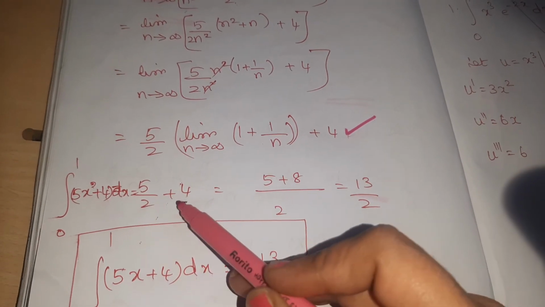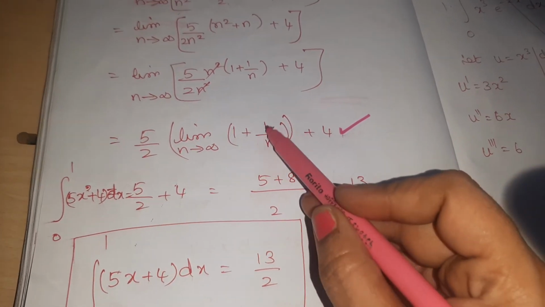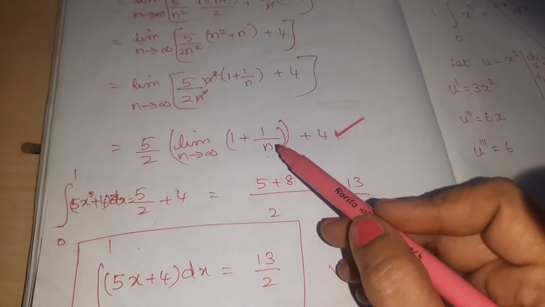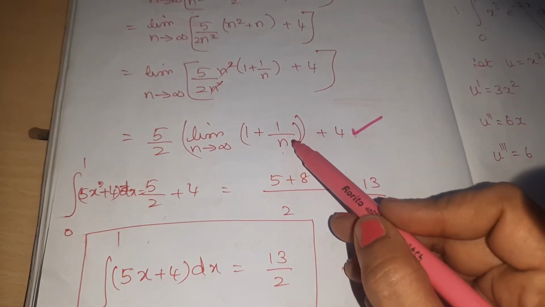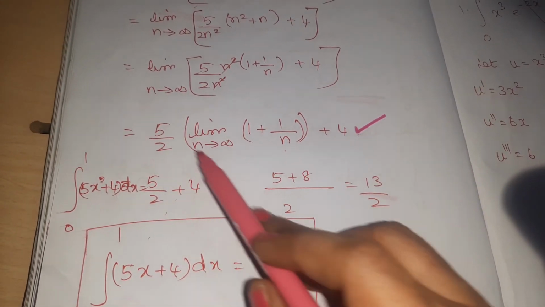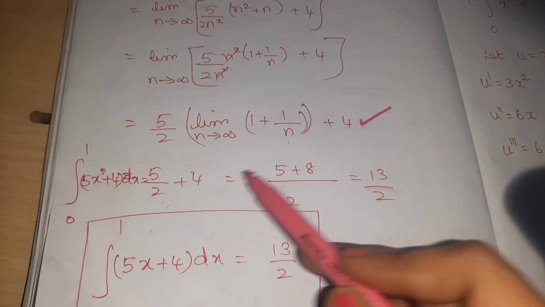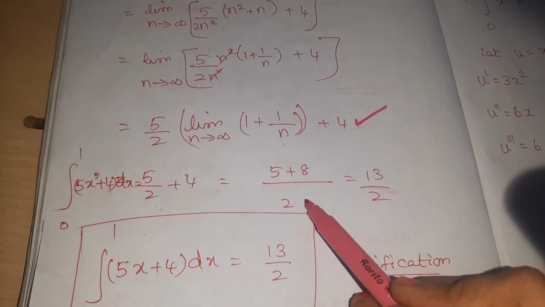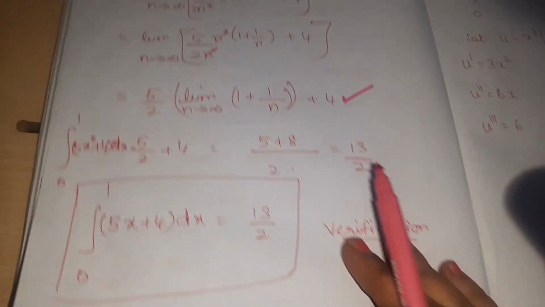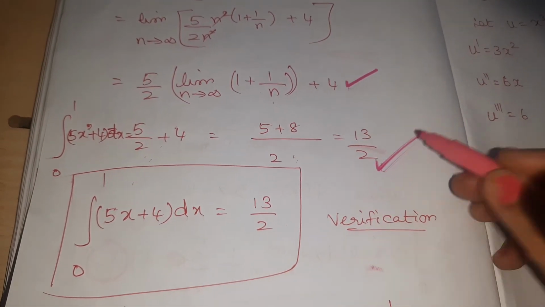So 5 by 2 into 1 plus 1 by infinity. 1 by infinity is 0. So 1 plus 0 is 1. So 5 by 2 into 1 is 5 by 2, plus 4. So I am taking 2 as LCM. This will be 5 plus 4 twos are 8. So 13 by 2. So the answer is 13 by 2.